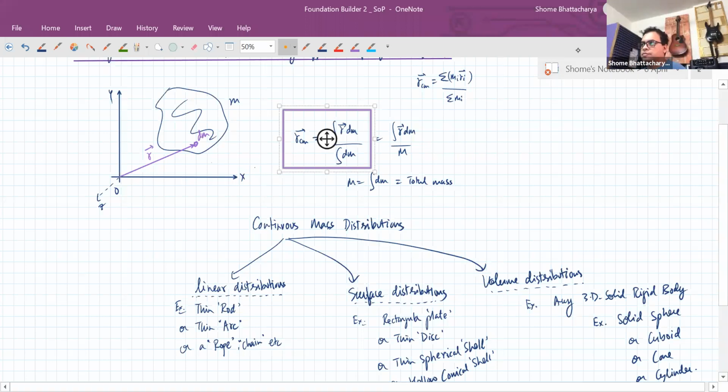Sir, for that linear distribution, did you write thin arc below that thin rod? Yes, thin arc. If you take a metallic rod, a straight metallic rod, and then bend it into an arc shape, then that is what we mean by a thin arc. It might be semicircular, it might be a full circle, it might be just subtending some angle. So this is an example of an arc.